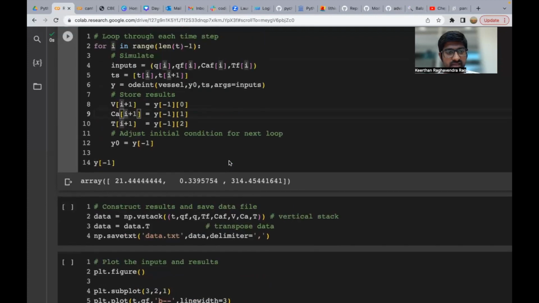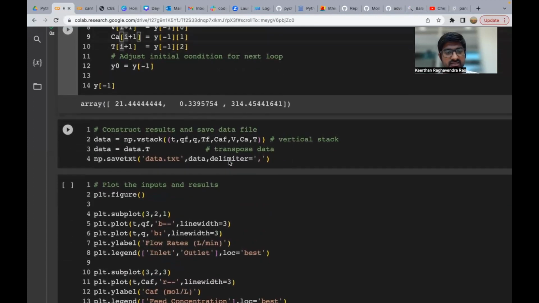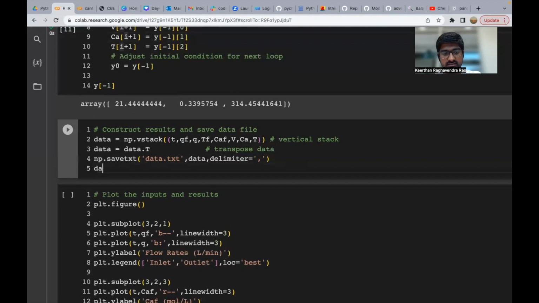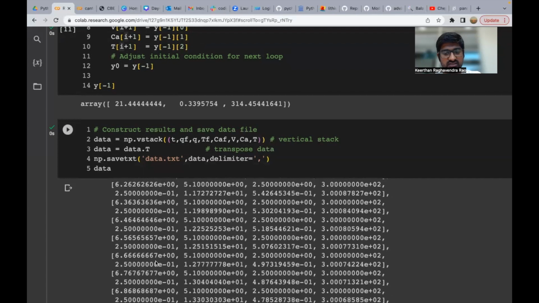So what we'll do now is construct the results and store all the data points in a file. We can say data equals numpy vstack. We can use our vstack function to stack up all of the parameters that we want in our file. So this will stack everything vertically. And we're actually also taking a transpose here. If I do this here and run this file, our data will be stored something like this.